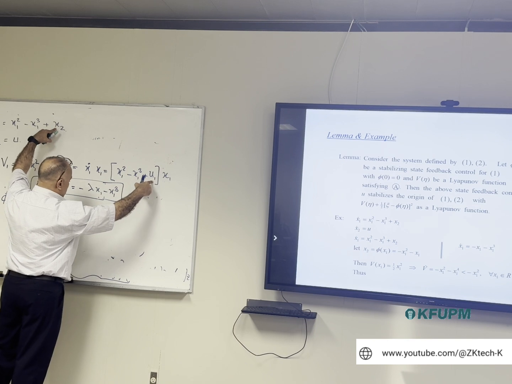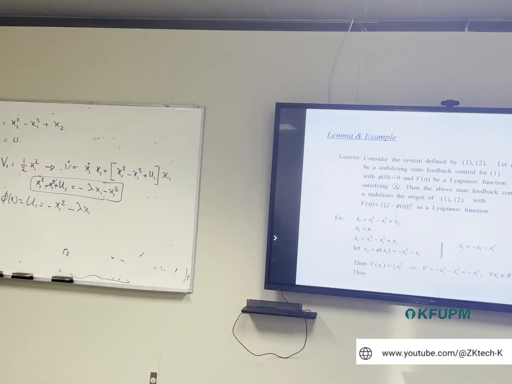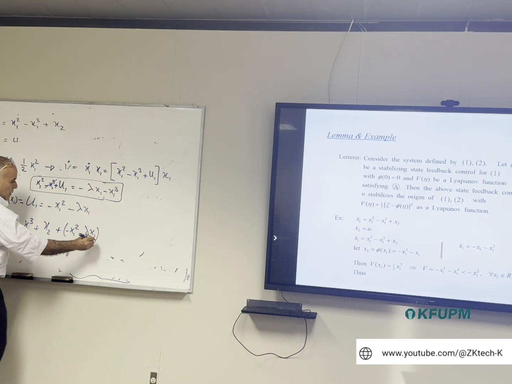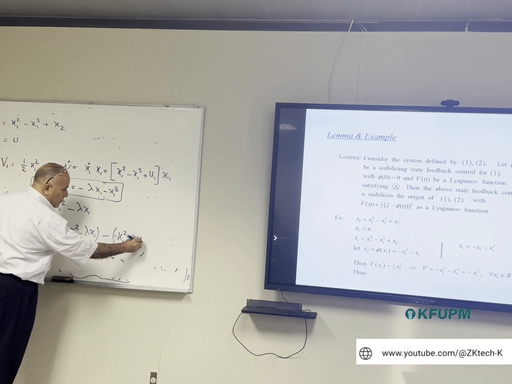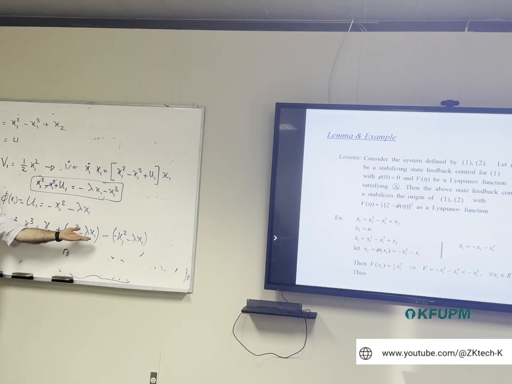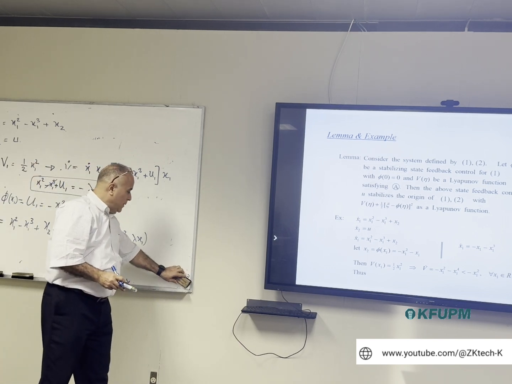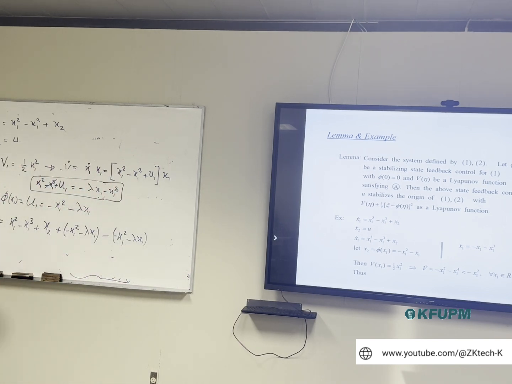This equation that I put here assumes that I'm using x2 as an input. So I will come back to my equation here and say x1 prime is equal to x1 squared minus x1 cubed plus x2. And I will add minus x1 squared minus lambda x1, and I subtract minus x1 squared minus lambda x1. This is the meaning of adding and subtracting phi of x1. Everybody is okay with this?